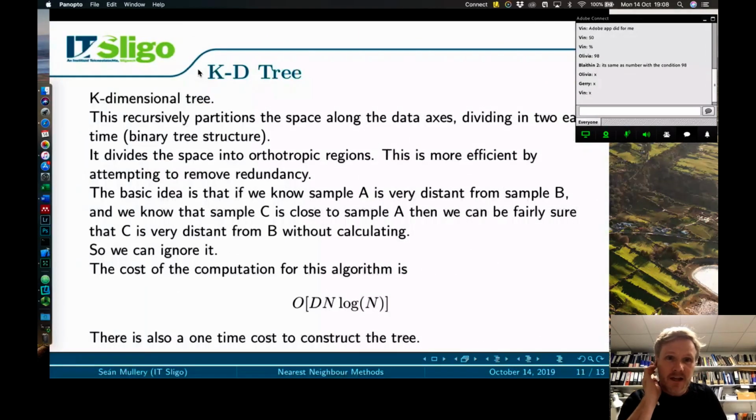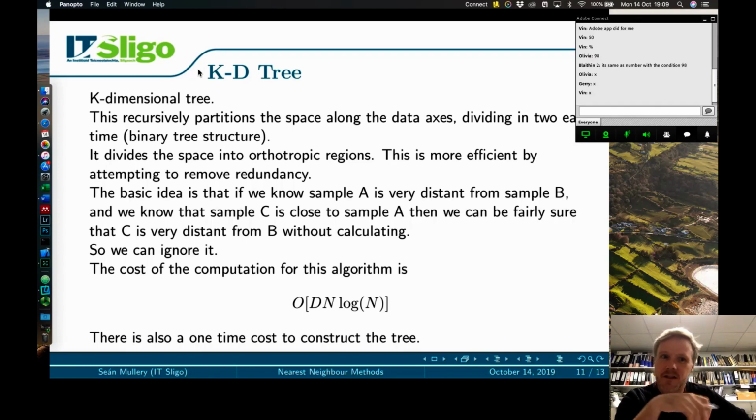So we mentioned this KD tree, so k-dimensional tree. This recursively partitions the space along the data axis, dividing in two each time, which is like a binary search tree. So you're talking about straight lines here that you're dividing up the space into. It divides the space into orthotropic regions, in other words, that would have the same sort of size. And this is more efficient by attempting to remove redundancy.